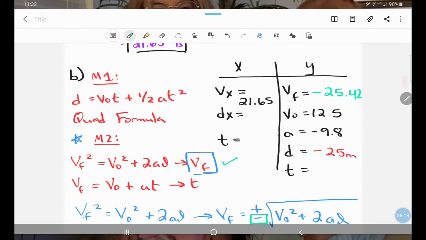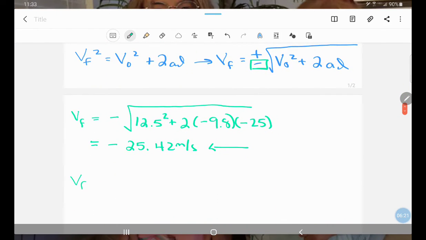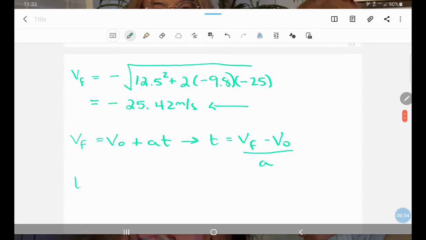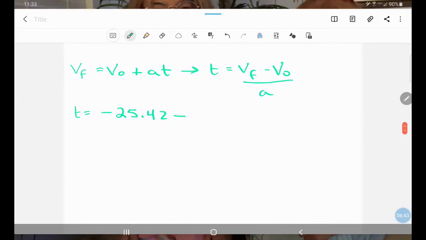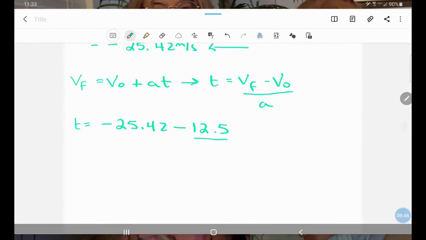Then what I will do, guys, is use the first equation, which says V final equals V initial plus acceleration times time. Solve this for time. Plug our numbers in. So that's minus 25.42 minus, I believe it was 12.5, divided by 9.8, which is negative. Giving us 3.86 seconds here. This is the total time of flight.